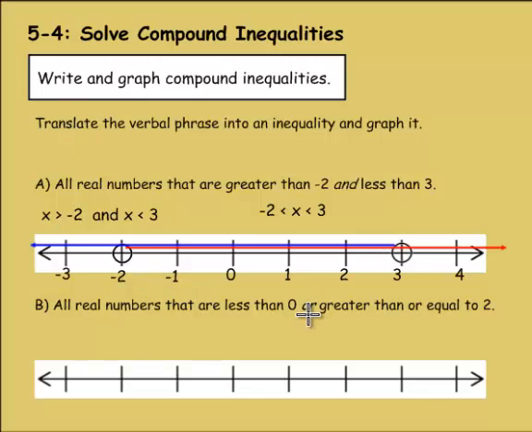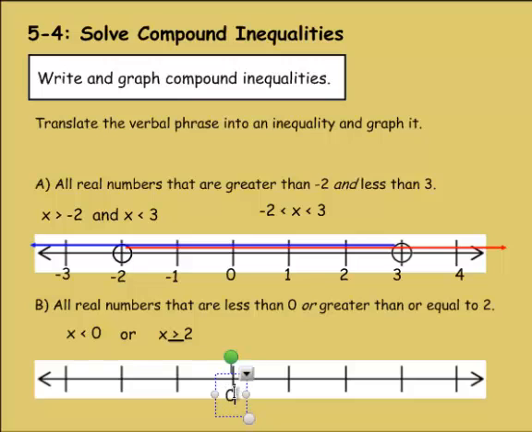Now we have an "or" problem here. All real numbers that are less than 0 or greater than or equal to 2. So we could write this out. X would be less than 0 here, and then x would be greater than or equal to 2. So we'll draw that line. And for this one, you can't really write a nice, neat phrase like this, so all you need to do is put an "or" between here. Then we can graph both of these.